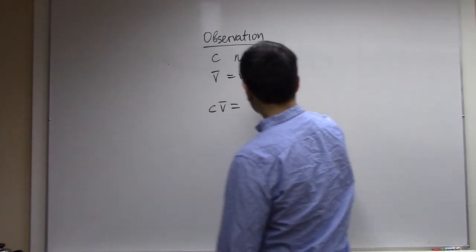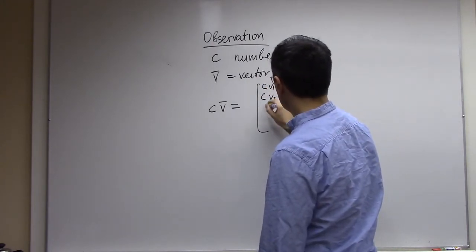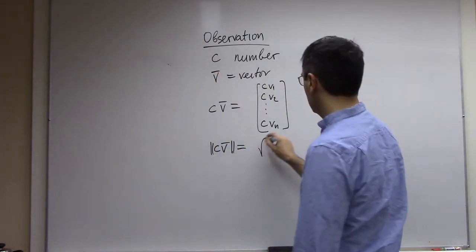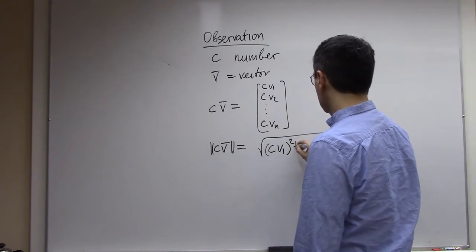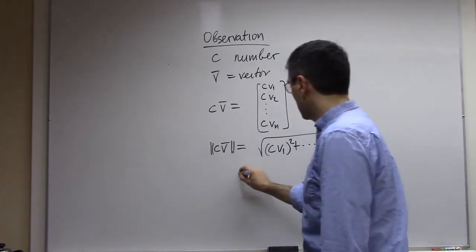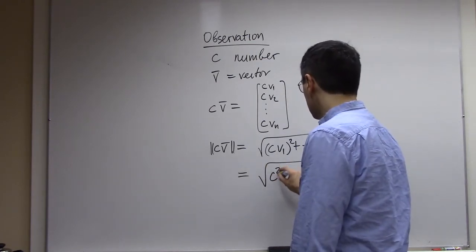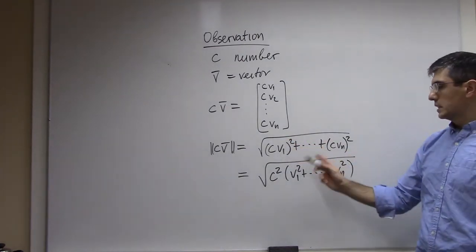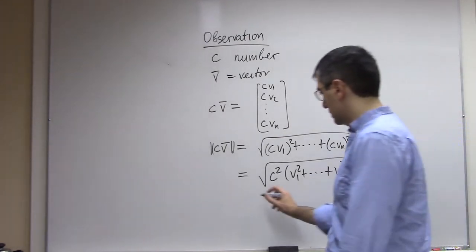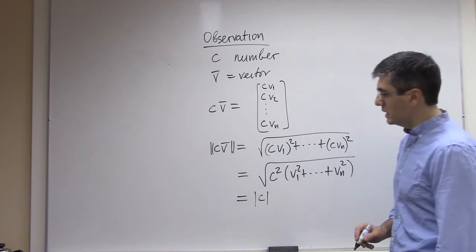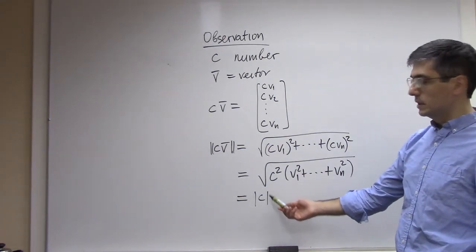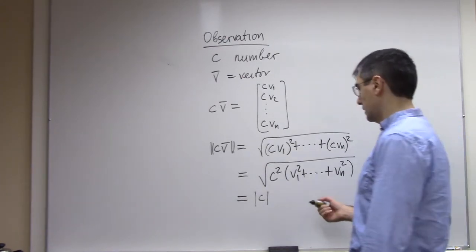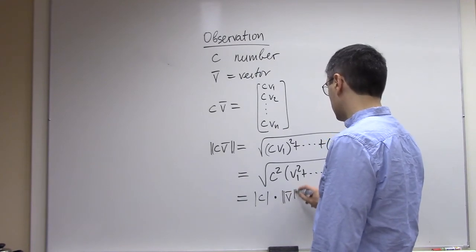then CV is simply equal to (CV1, CV2, ..., CVn). And if we compute the length, this will be the square root of CV1 squared plus ... plus CVn squared, which is equal to the square root of C squared times V1 squared plus ... plus Vn squared. So I open the parentheses and take C squared out. I will get this, and then you get the absolute value of C. Note that it's not C, but the absolute value of C as a number. So if it was minus 2, then the absolute value would be 2, not minus 2, and then multiplied by the length of V.